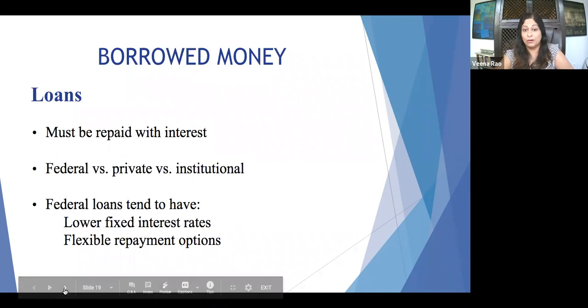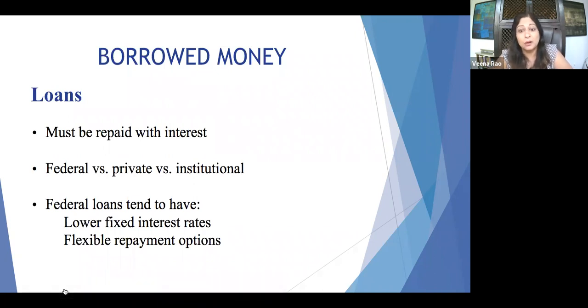So in terms of borrowed money, this is also part of the award letter that you will get after you get an admissions offer from a university. The loans obviously all have to be repaid, and they are repaid with interest. There are different sources of loans: federal loans, private loans, and institutional loans. And we'll discuss that further in a few minutes.